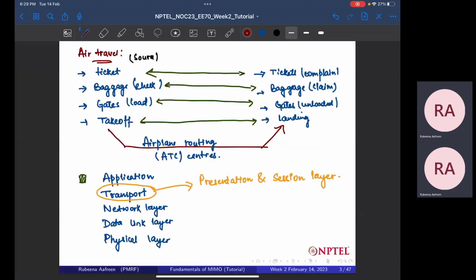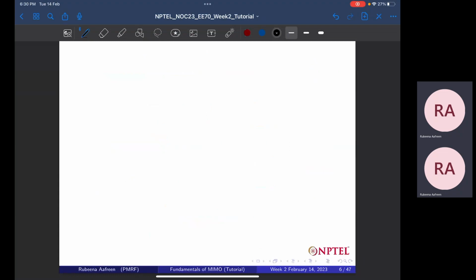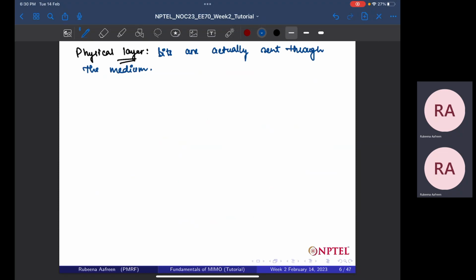So now we have seen the application layer, transport layer, network layer, data link layer. Now comes the physical layer. The physical layer is basically concerned with the physical medium. So in the physical layer, bits are actually sent through the medium. The medium can be wireless or wired medium, optical fiber, anything.